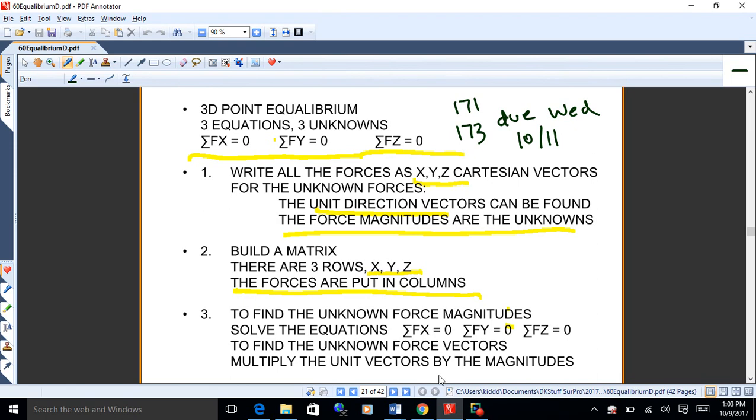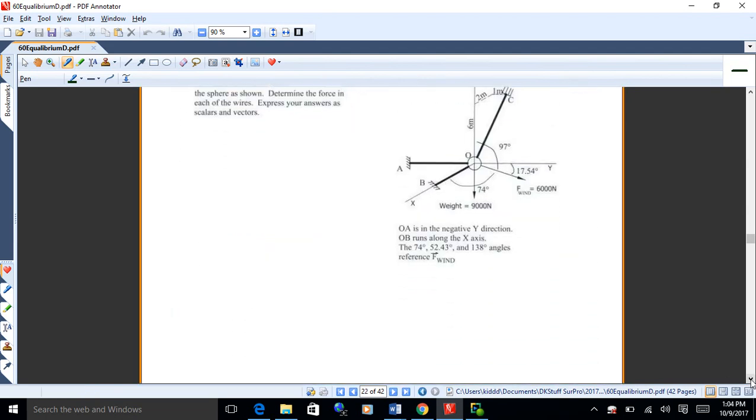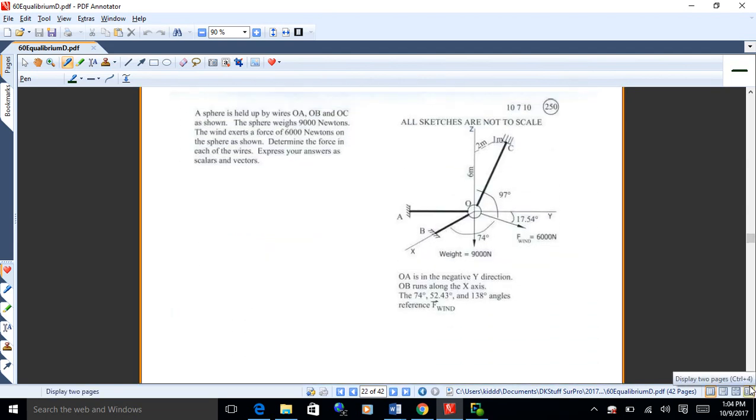And then we'll build a matrix. There are 3 rows, x, y, and z. The forces are put in columns, is how that works. And then solve out the equations. All right? So that's how we do that. So on 250, you ought to have something that looks like that.